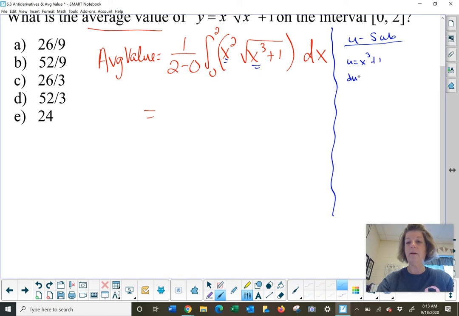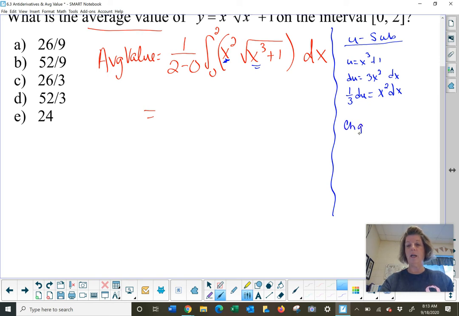Then its derivative with respect to x, I'd have du/dx, multiplied by dx, and it'll come up to the other side. I'll have 3x squared. And then I look over here, I don't have 3x squared. What I have is x squared, so I'm going to divide by 3 on both sides. So I get 1/3 du is equal to x squared dx. Perfect. So my u-sub is all set up.